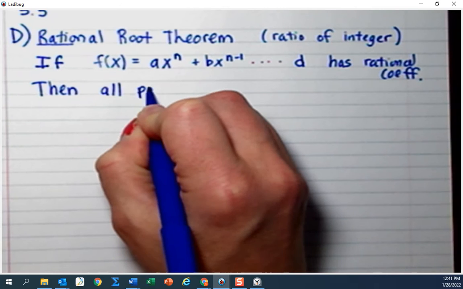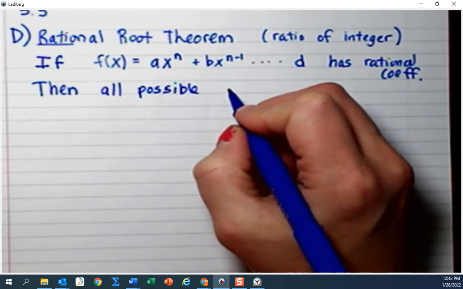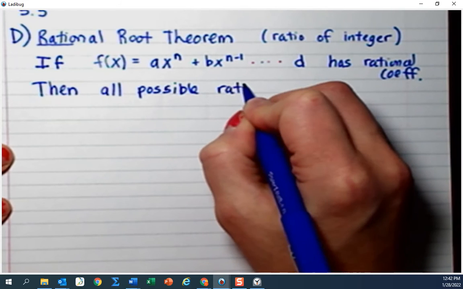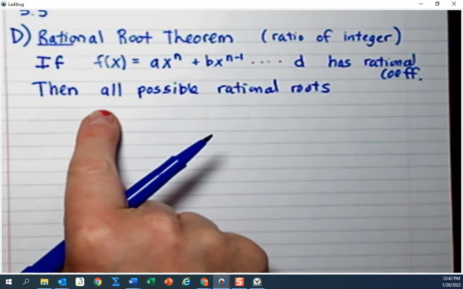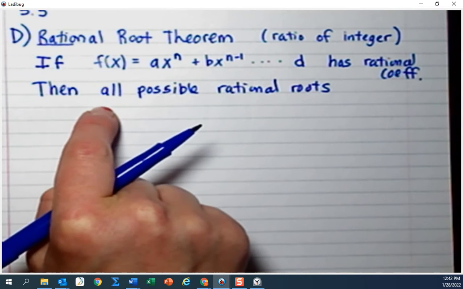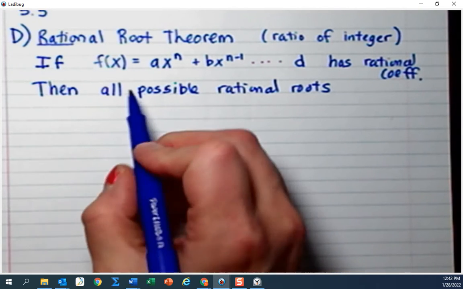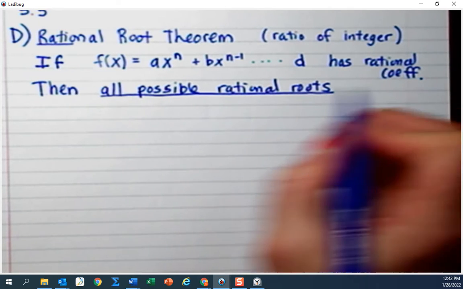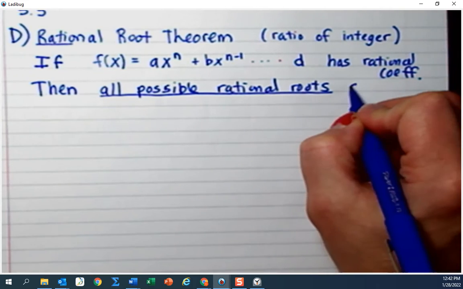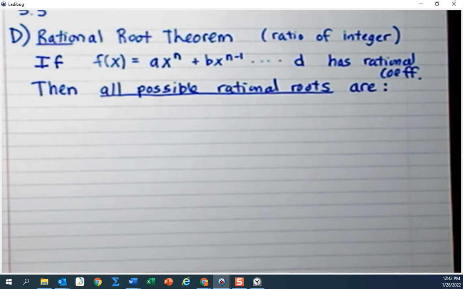all possible rational roots. Okay, so this is a theorem about listing all the possible roots or answers or zeros, whatever you want to call them. All possible rational roots are. So my theorem is giving me a way to write down all the potential answers.